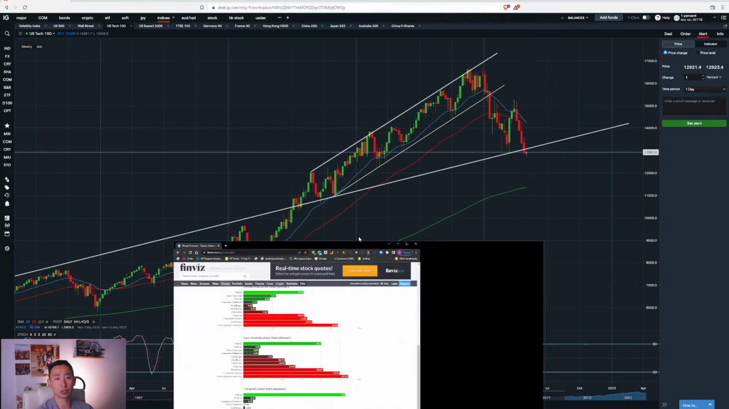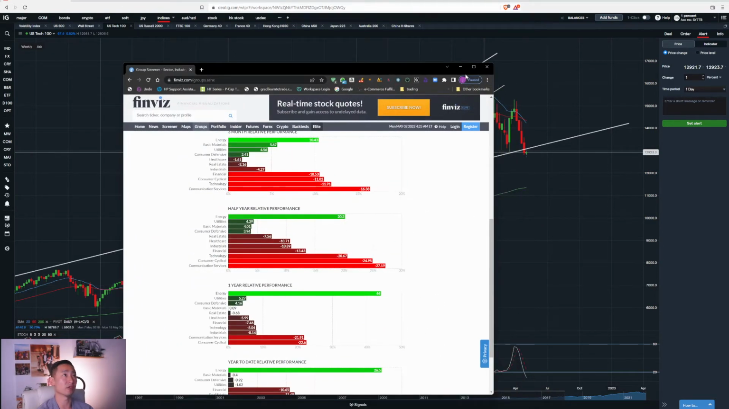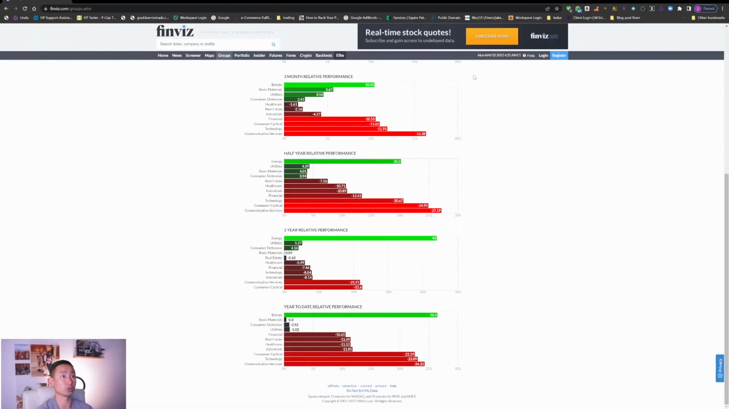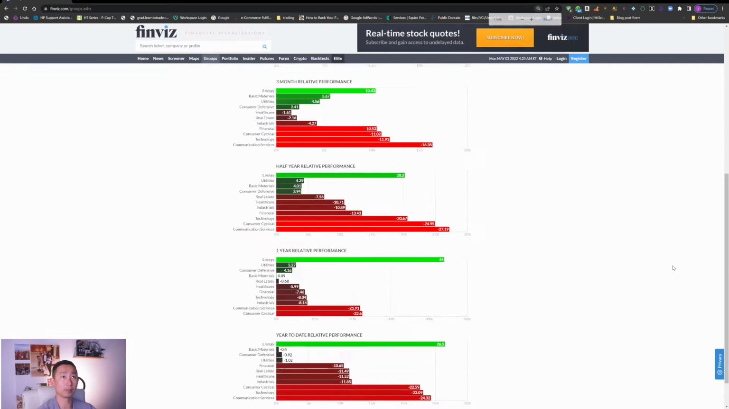Something I want to show you guys as well. This is Finviz. It shows you the stock market performance on there. This is the sector view of the S&P 500. You can see. Let me just zoom in a bit more.